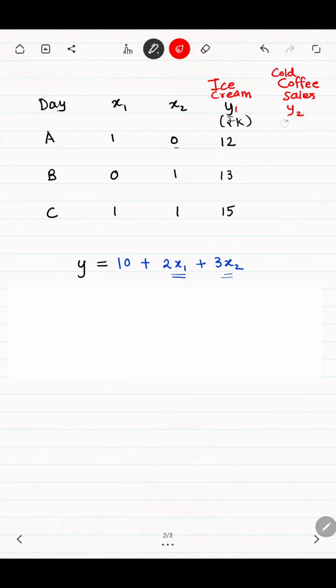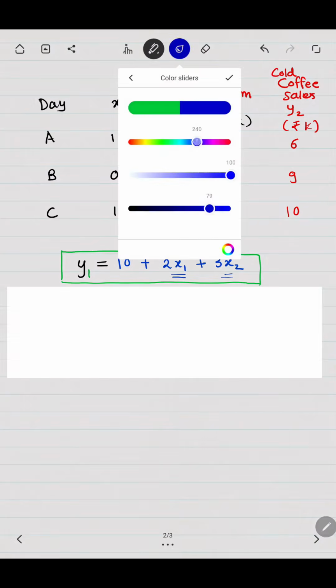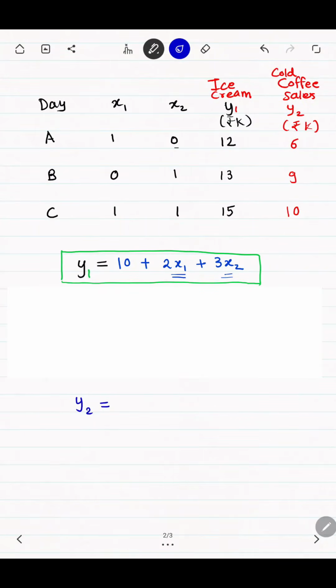Now for the same data as we had seen for ice cream sales, let's say there is cold coffee data collected as well. On the first day, the cold coffee sales were 6,000. On the second day, the cold coffee sales were 9,000. And on the third day, the cold coffee sales were 10,000. So now you have two equations. One is the equation for y1, which is the ice cream sales, and another is the equation for y2, which is the cold coffee sales.